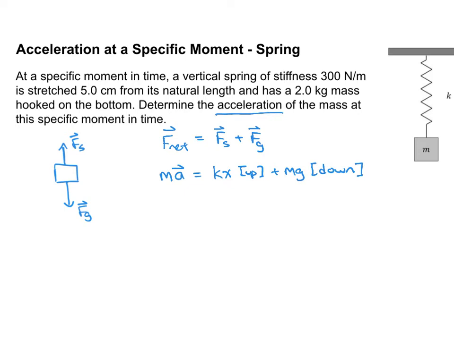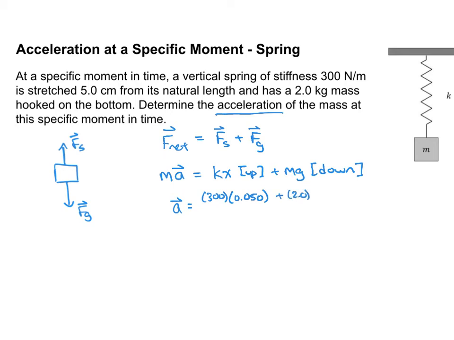And so basically, when we calculate it, whether it ends up being up or down is going to determine the direction of the acceleration. I'll divide both sides by the mass, and I'll also fill in the values while I'm at it. So the k value, the spring constant, is 300 newtons per meter, whereas the x value is 5 centimeters, which needs to be changed to meters, because meters needs to match up with the newtons per meter that k is given in. And mg, so the mass is 2 kilograms.